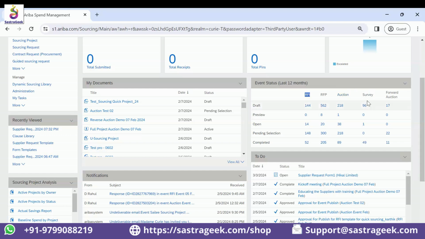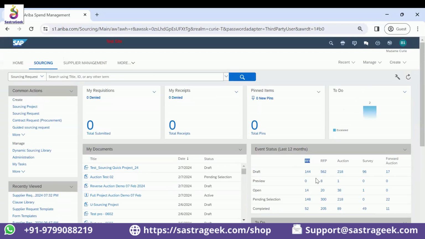Survey is just to conduct any random surveys when your company wants to finalize some periodical analysis or something like that, like feedback, that you can do. Forward auction is basically when you are selling some item. So in my documents, I have 144 in RFI and draft status, open status 4, 148 pending selection. I got the responses, but I have not chosen the vendor. 52 events have been closed. So this kind of summary is a dashboard which is available under the sourcing module.